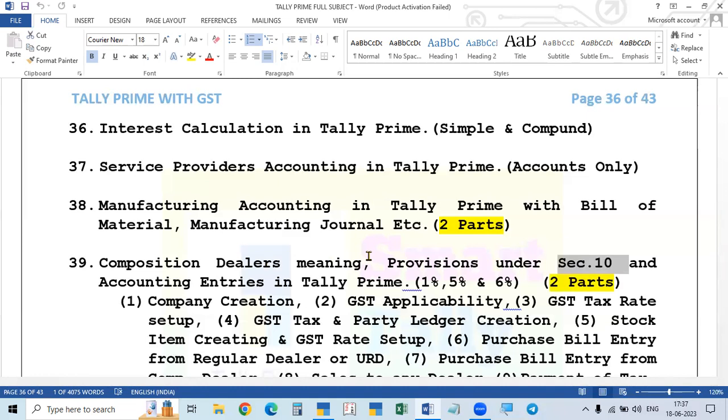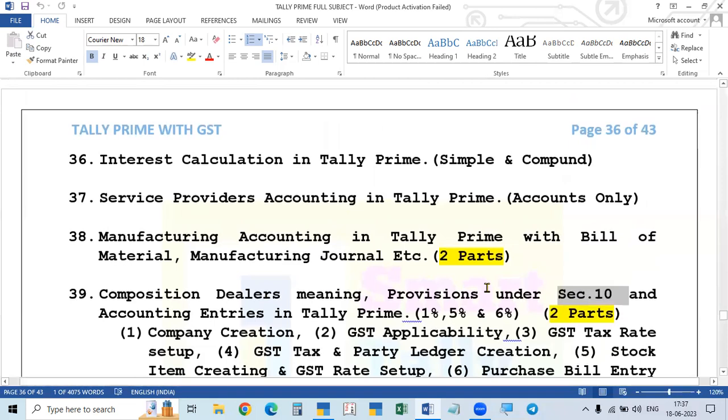If you select the composition scheme, you will come under the composition scheme. The maximum limit is 1.5 crore. When you are selling, your sales, meaning turnover, may include taxable goods, non-taxable goods, enumerated goods and exempted goods. All the goods you sell, whether taxable or non-taxable, the total turnover is taken for the eligibility limit. If the total turnover is not more than 1.5 crore, you are eligible to register under the composition scheme.